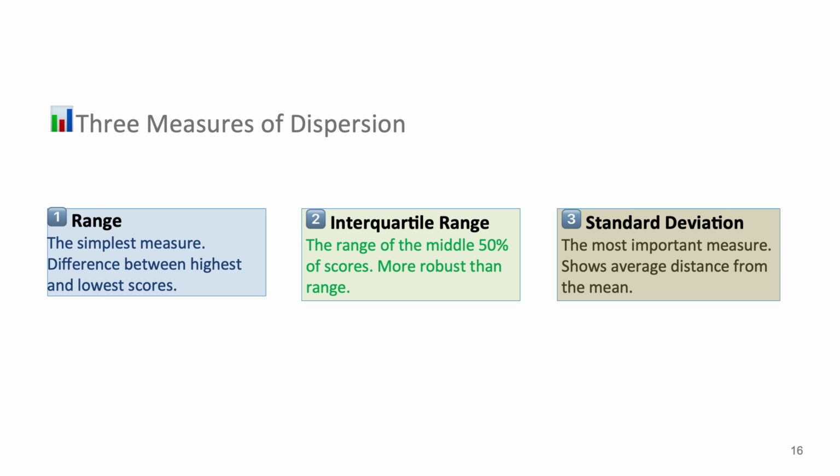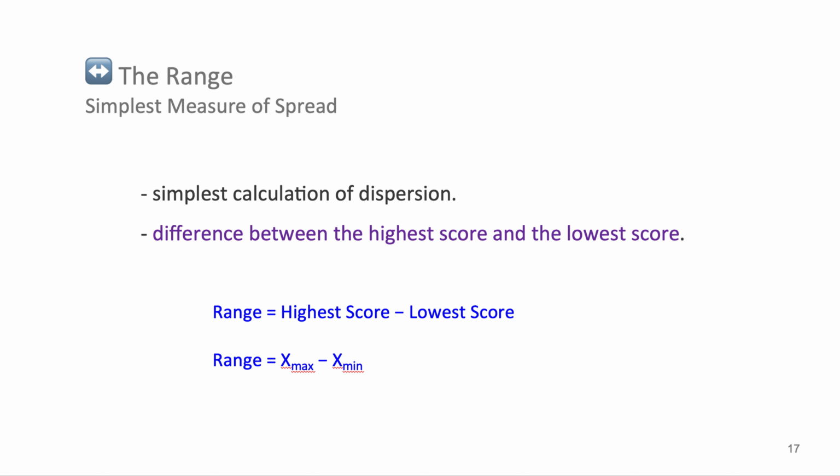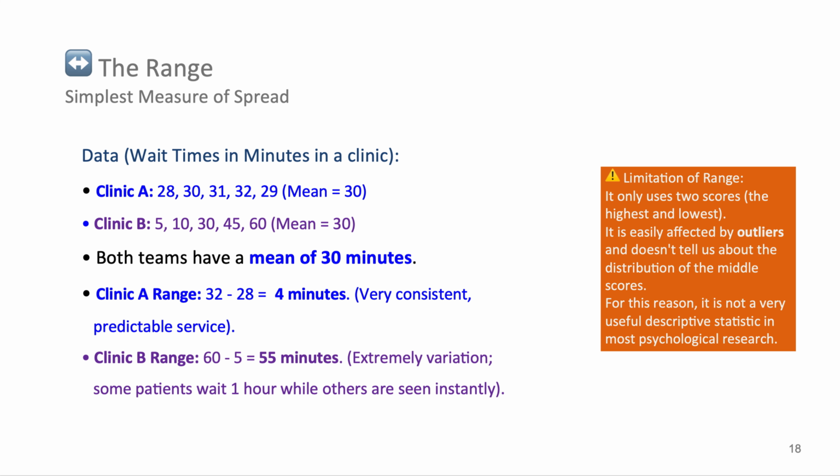There are three main measures of dispersion: the range, the interquartile range, and the standard deviation. The range is the simplest one. You just subtract the lowest score from the highest score. But the range has a weakness. It only looks at two scores, the highest and the lowest. So one extreme value can completely change it. That's why researchers don't really rely on it by itself.